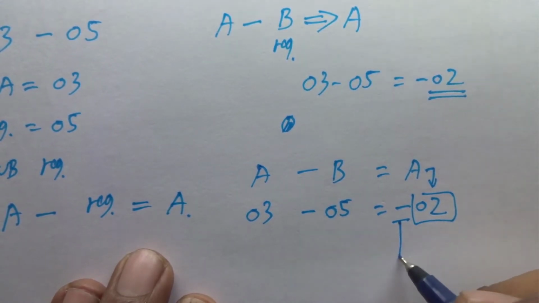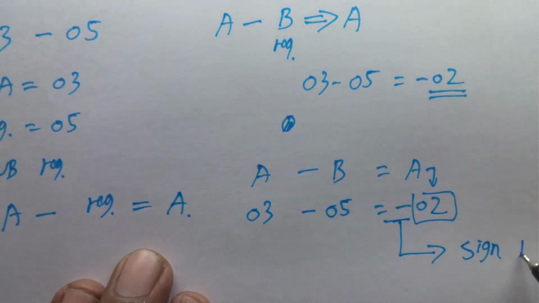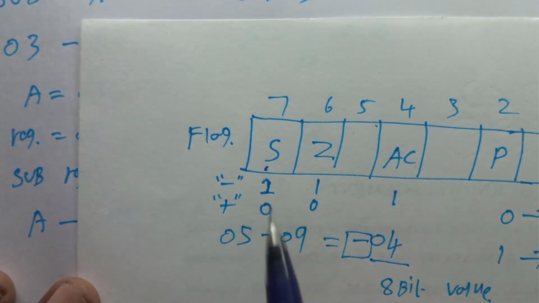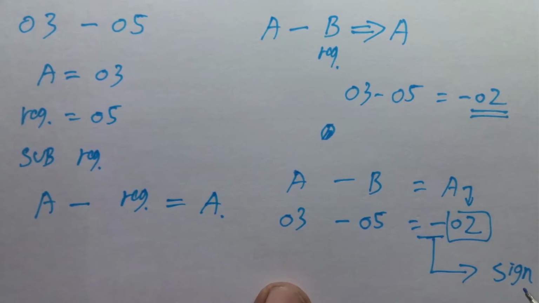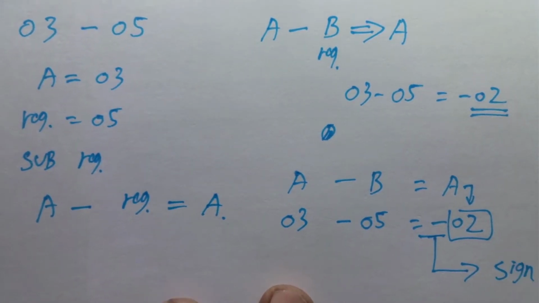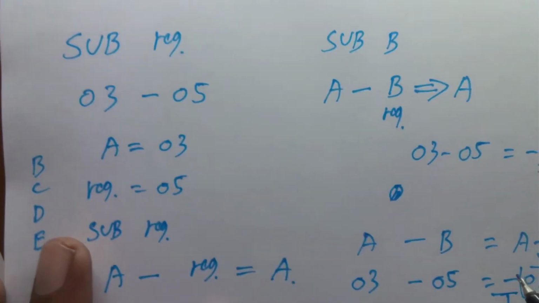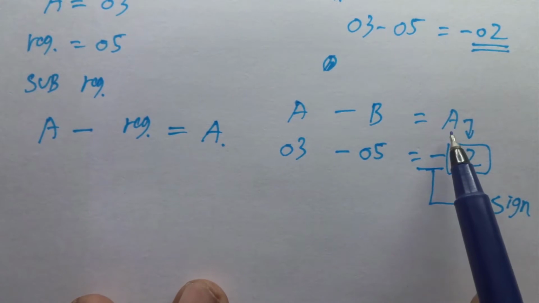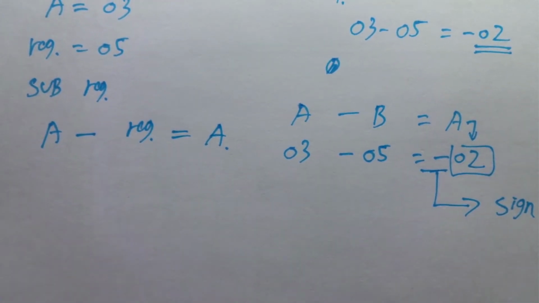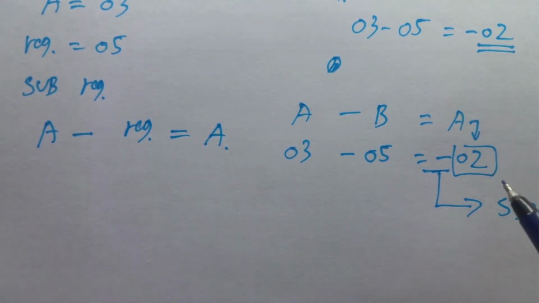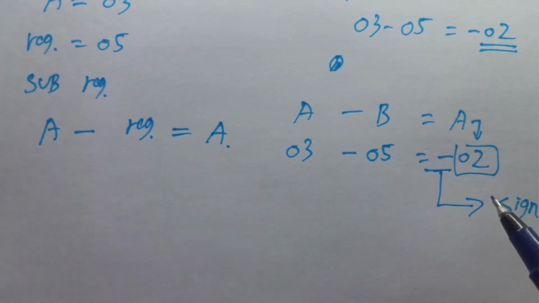This minus sign is stored in the sign flag in your flag register, this bit. By checking the sign bit of your flag register, you can confirm whether the output is a negative value or not. If your output is negative, you can't take your answer in the accumulator as it is. You have to do a 2's complement of the answer in the accumulator to get the final result. I will explain it later.